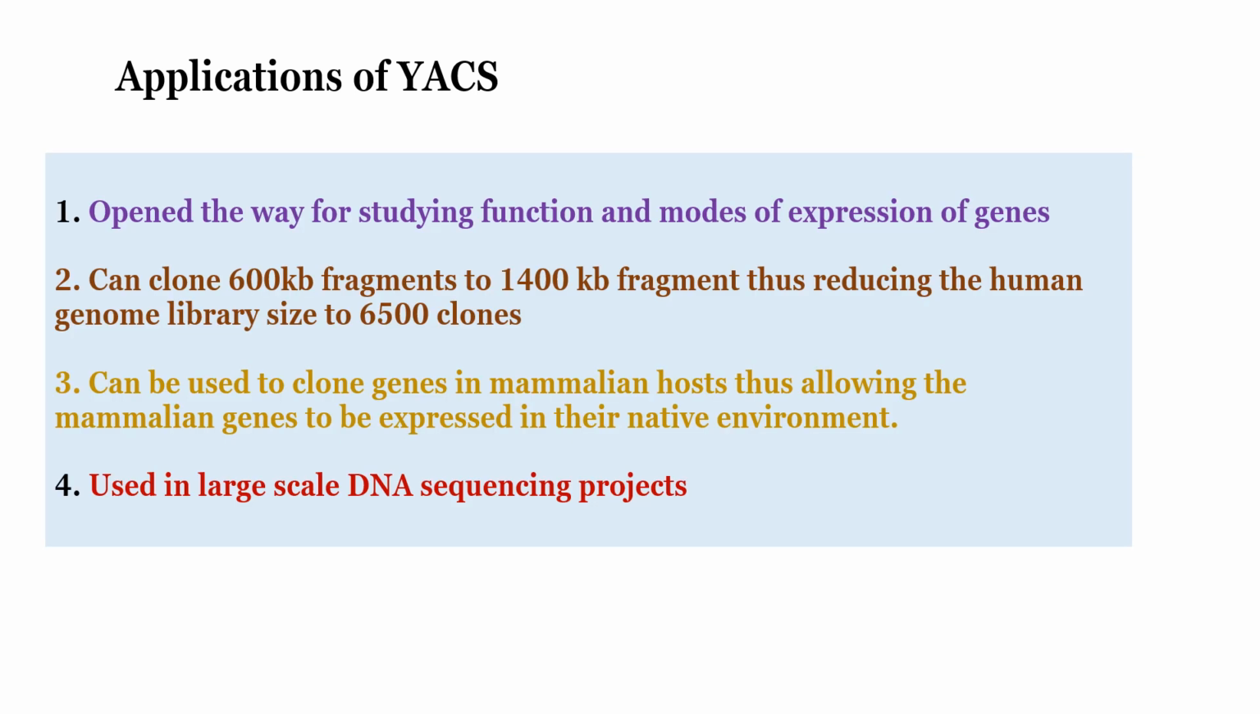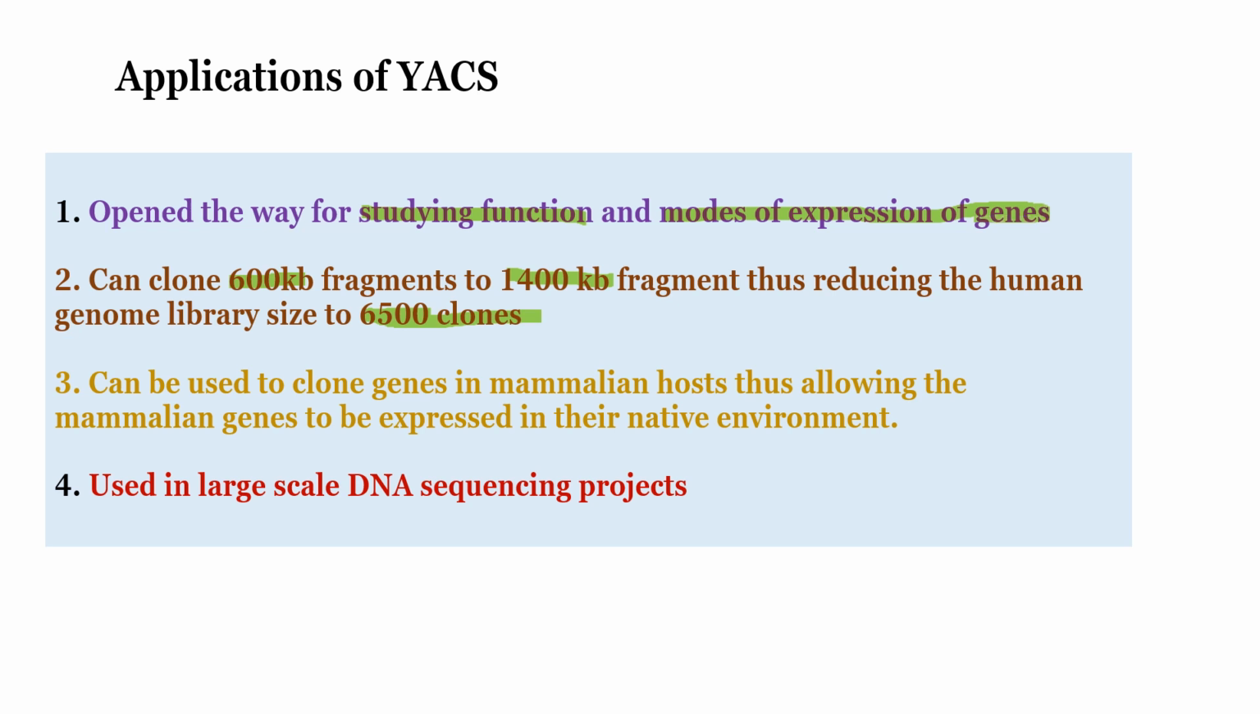Okay, so obviously, as I just told you in the previous slide, it can have a very large fragment, 600 kb to 1400 kb, and this is a very important thing. It can reduce the size of a human genome library to only 6,500 clones. Previously, BAC vectors, the bacterial artificial chromosomes, were used, and we needed 30,000 clones using BAC vectors to make a human genome library, while the number of clones is fairly reduced to 6,500 if we are using a YAC vector. The second thing is most of the genes involved in diseases are big genes, and if we want to clone a whole gene, then obviously YAC is the vector of choice, and it has opened the way for studying functions and modes of expression of several genes, most of them genes involved in diseases.